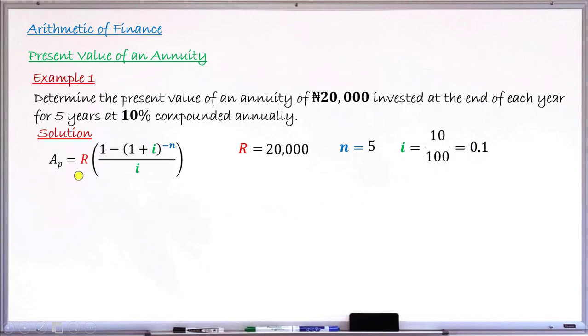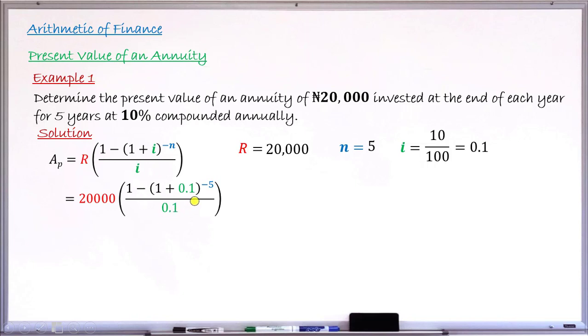So I now substitute my R, my N, and my I in this formula to find the present value. Substituting, I now have R as 20,000 multiplied by the bracket open. Inside the bracket, you have 1 minus another bracket open, 1 plus 0.1. This is your I. And that small bracket is raised to the power of minus 5, that is your n. N is 5, so minus 5, all over I, 0.1.